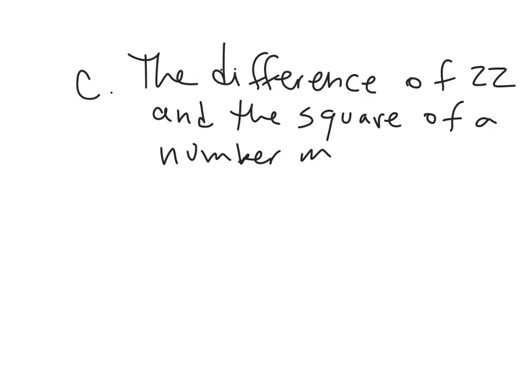Okay, so what's the first part that we know what kind of math we're doing? Subtraction, because of that word difference, right? Yeah. So we have 22 minus, and then the square of a number M. So how would I write that? M squared, that's right. Just write M with the little squared number.